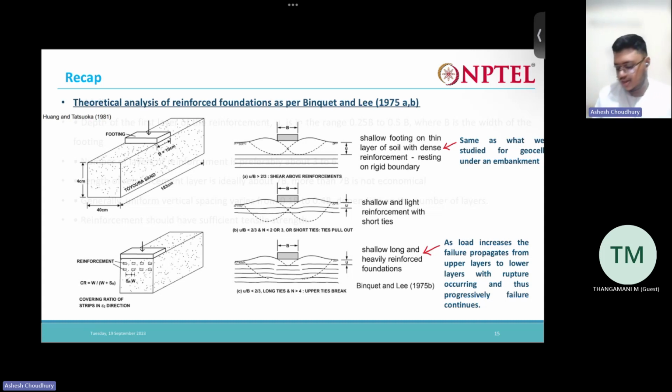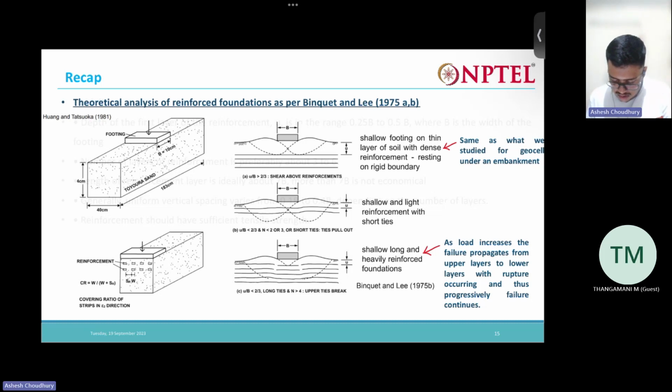Now we come to the theoretical analysis of reinforced foundations, first by Binquet and Lee. These researchers actually gave the theory of how we can analyze these reinforced foundations. Earlier, we used a trial and error technique to fix the depth, the spacing, number of reinforcements, the length, all these values. They were actually the first ones to give a theoretical, analytical method using which we can design the reinforcement to increase the bearing capacity of a foundation.